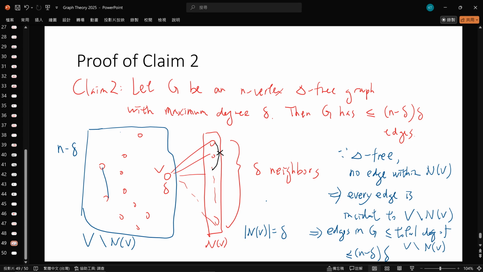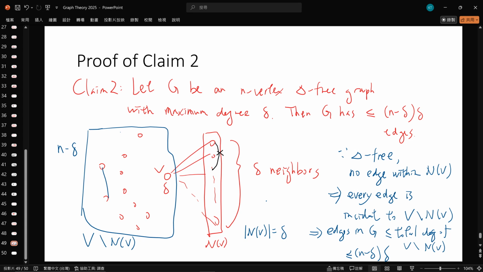After that, since every edge has at least one endpoint in this blue set, and we want an upper bound for the number of edges, we can just count the total degree of this blue set. How do we compute this? We use another assumption that every degree is at most delta. So for every vertex in this blue set, the degree is at most delta. And since there are m minus delta vertices in the blue set, the total degree of the blue set will be m minus delta times delta. Okay? So this finishes the proof.